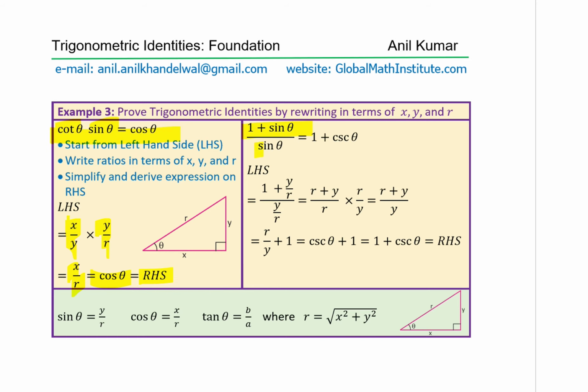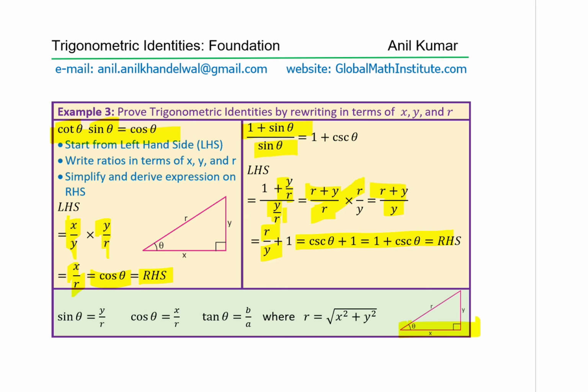Now 1 plus sine theta over sine theta, where sine theta is y over r. Writing y over r here, simplify by taking common denominators. We get y plus r over r, and then this gets multiplied, right? And then you can cancel the r's and you get your expression. Dividing by y, rearranging, you can show the right hand side. Simple as that.